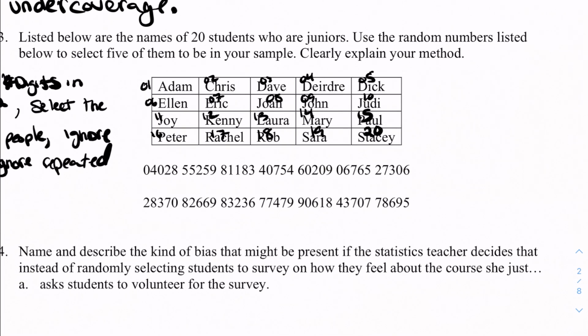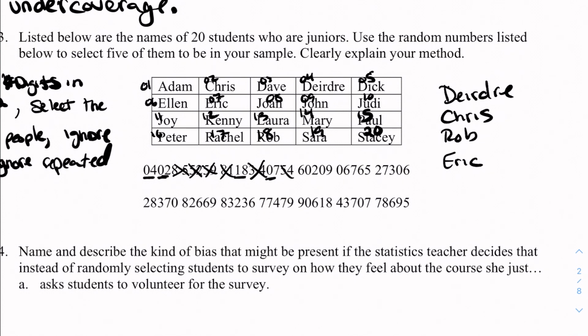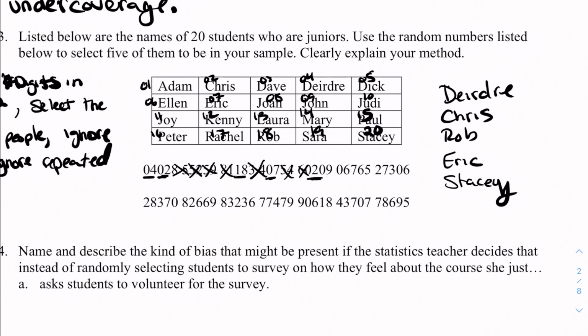So if we do this, we have 04, which is Deirdre. We have 02, which is Chris. That's 2. We have 85 doesn't count. 52 doesn't count. 59 doesn't count. 81 doesn't count. 18. 18 is Rob. 34 doesn't count. 7 is Eric. That's 4. 54 doesn't count. 60 doesn't count. 20 would be Stacy. So those are our 5 people randomly selected using this method.